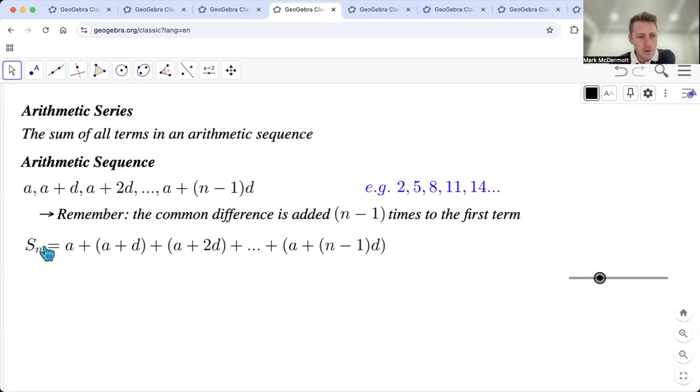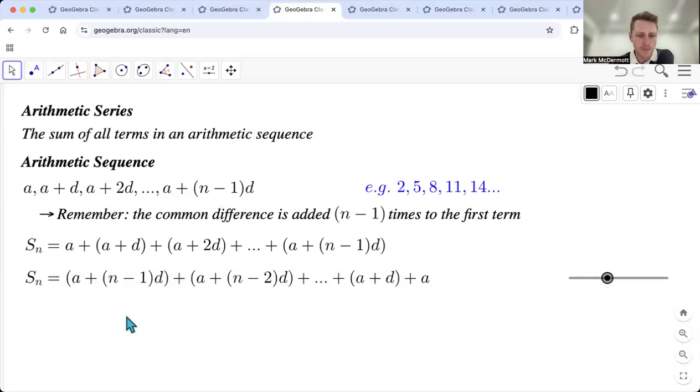Okay, so what we want to do is sum these terms together, because that is what an arithmetic series is. We use this notation: capital S sub n would be the arithmetic series, and we're going to add them together. So it's going to be a plus (a plus d) plus (a plus 2d) plus all the way up to a plus n minus 1 d. And then you're wondering, well, what does that equal? Well, let's have a think.